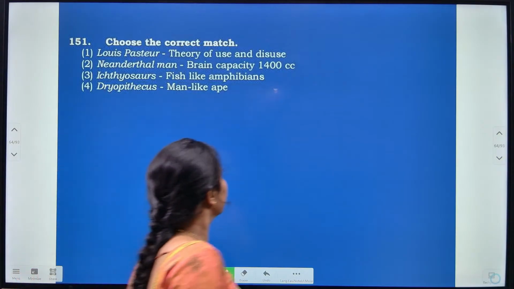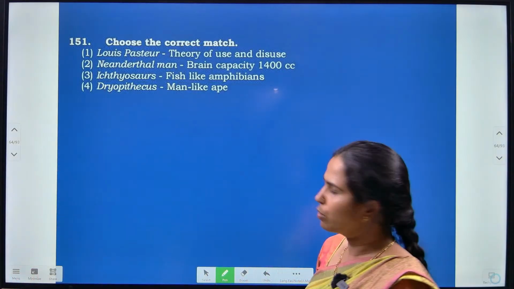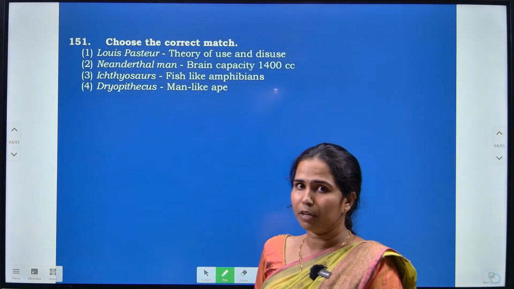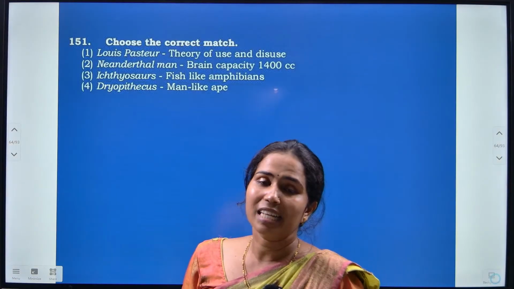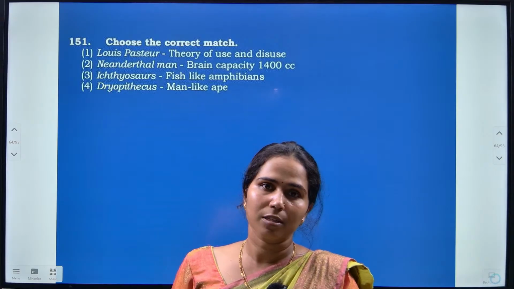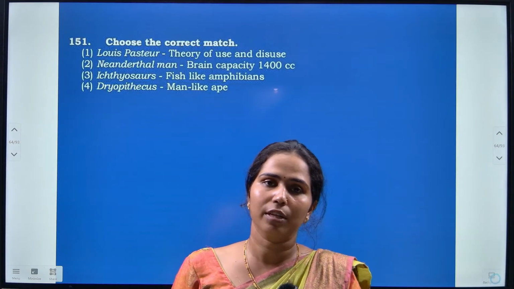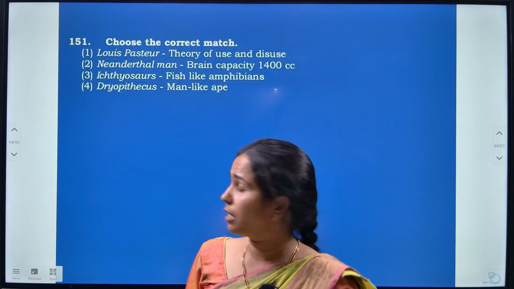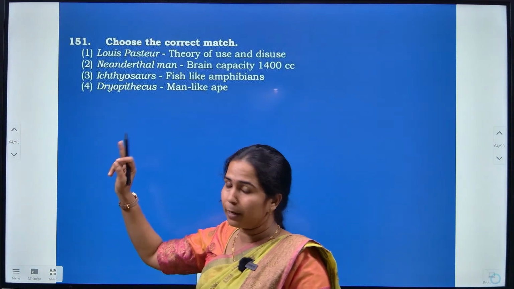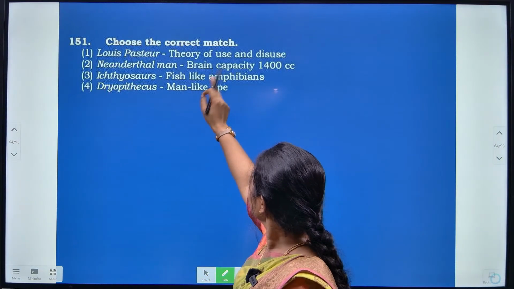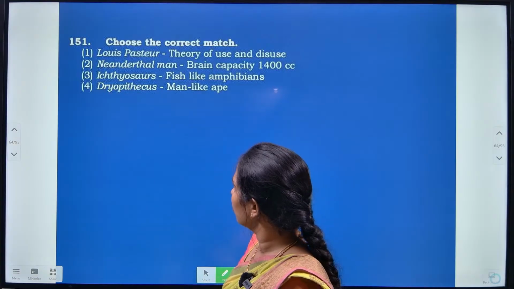Louis Pasteur, did he give the theory of use and disuse? No, he has not given the theory of use and disuse. He has given the theory of continuation of germplasm, and the theory of vaccination was given by Louis Pasteur here. The theory of use and disuse was given by Lamarck, as you all know.